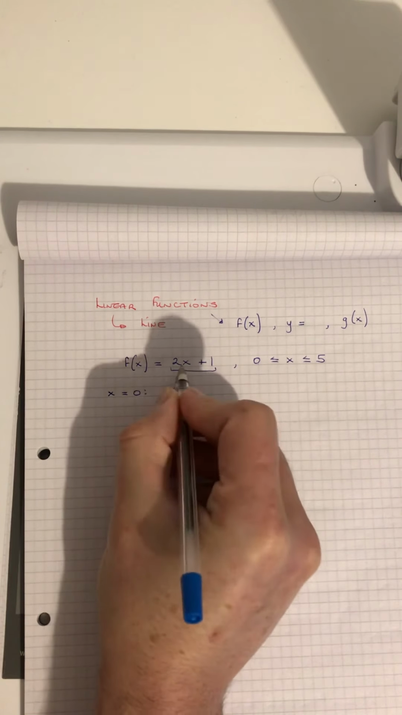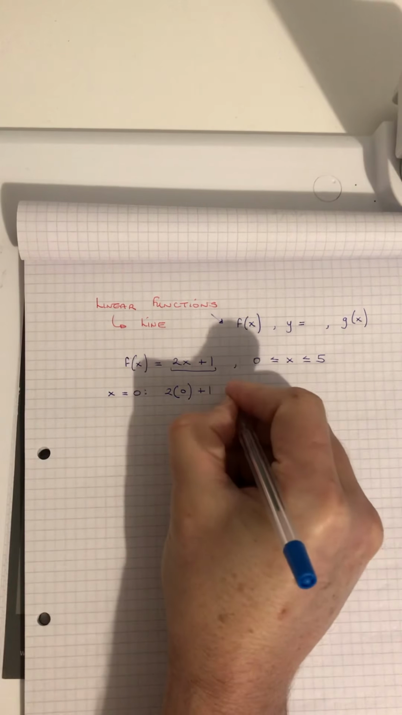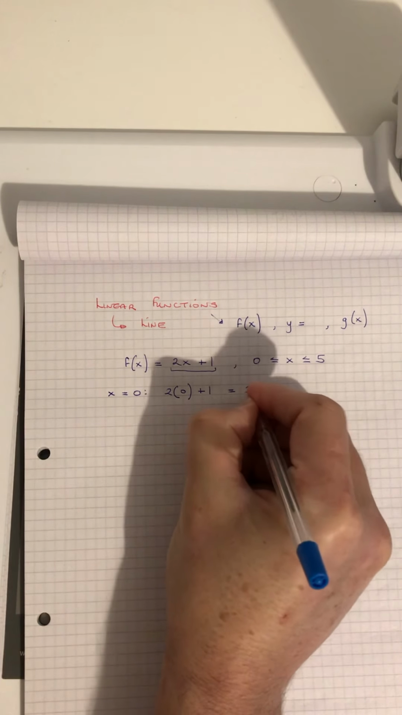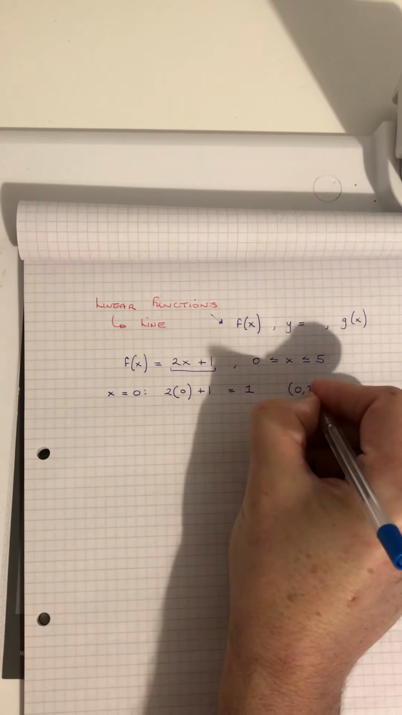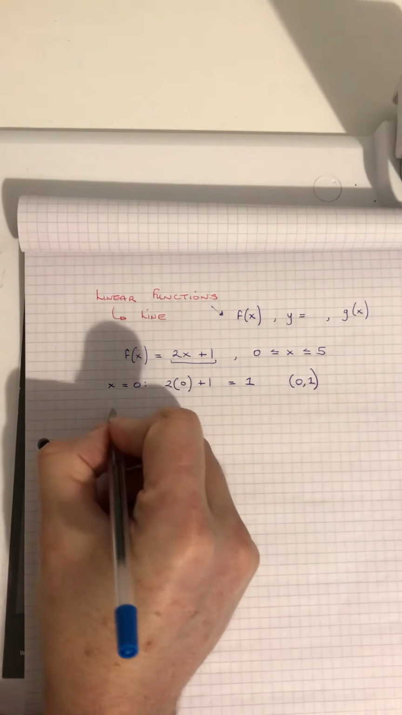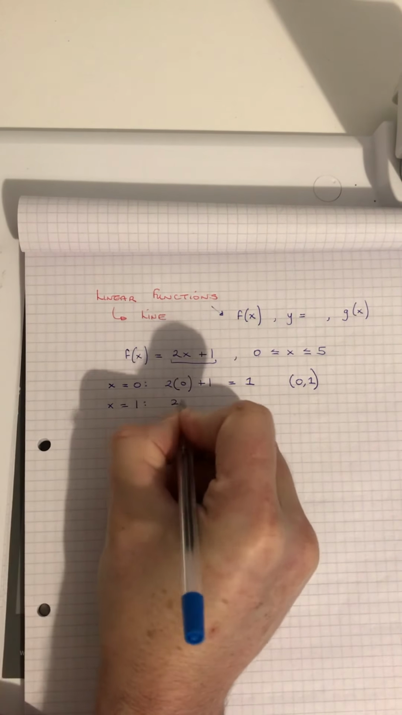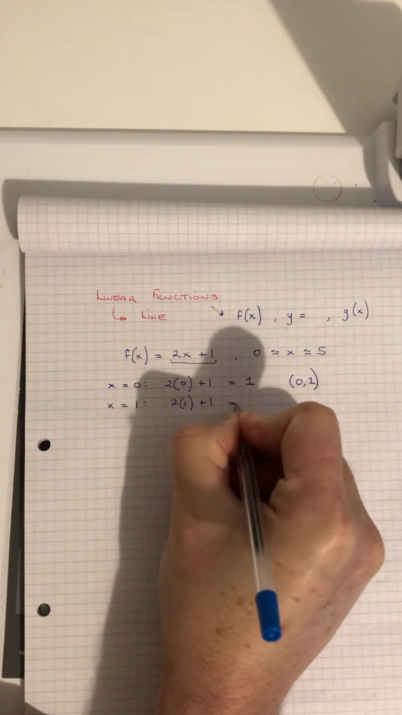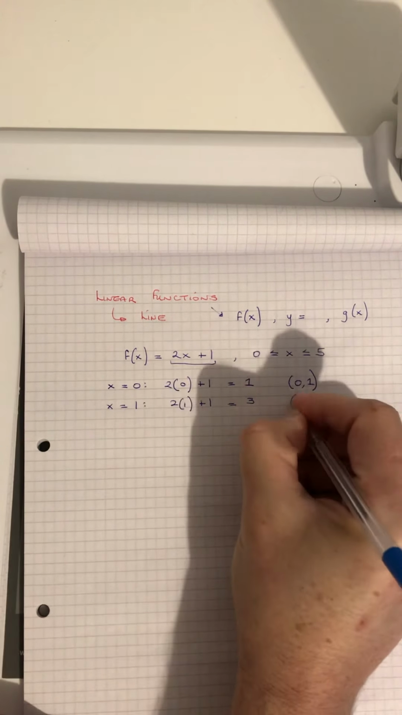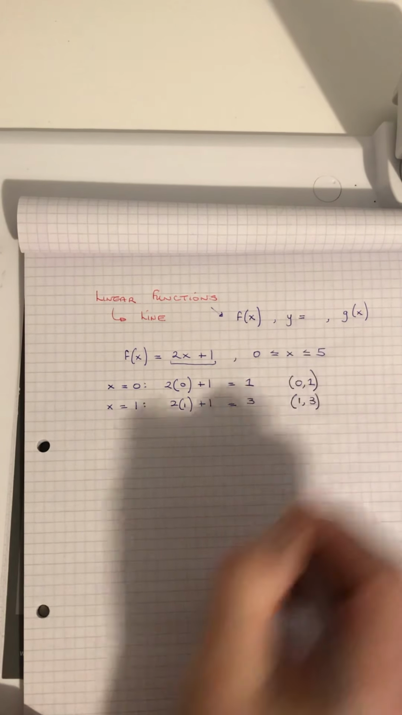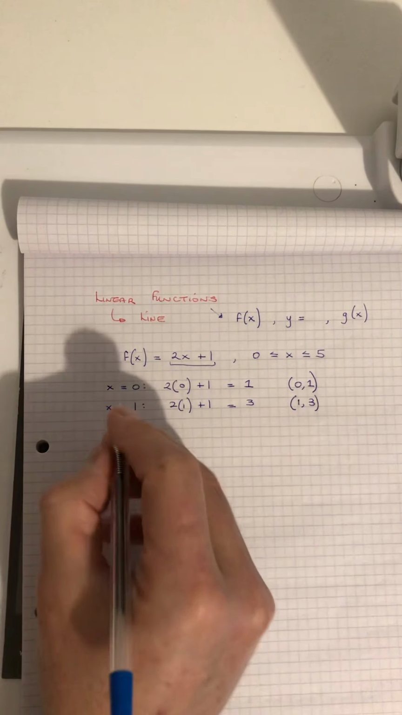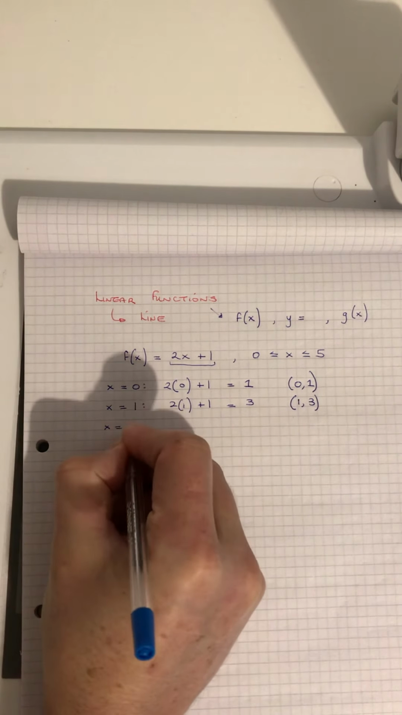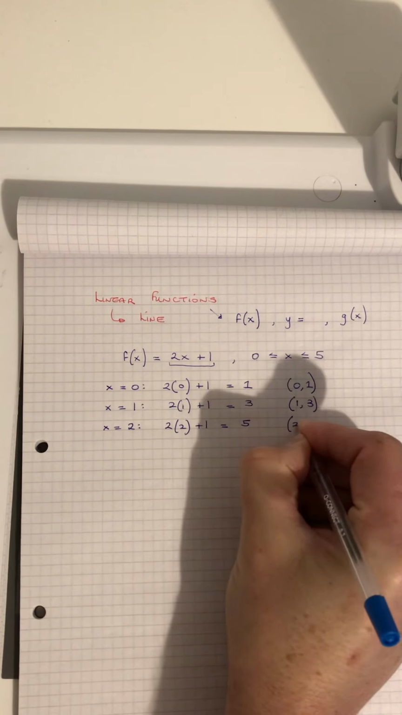So 2 times, well, x is 0, plus 1. 2 zeros are 0, plus 1 is 1. So when x is 0, I get out 1. When x is 1, 2 times 1 plus 1. 2 ones are 2, plus 1 is 3. So when I put in x is 1, I get out y equal to 3. So these are the points I'm going to use to draw a graph, okay? When x is 2, 2 times 2 plus 1, 4 plus 1 is 5. So 2, 5.